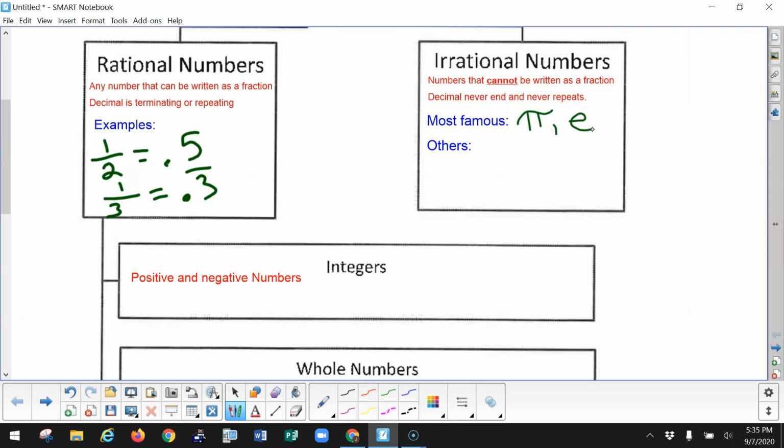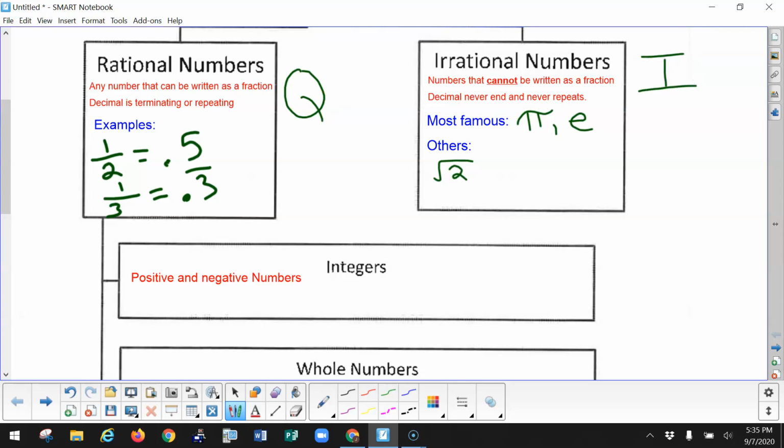Other examples would be like the square root of 2. Anytime you try to take the square root of a non-perfect square, it's going to give you an irrational number, a number that just goes on forever and ever. Okay, so for our rational numbers and our irrational numbers, again, we have letters or abbreviations we use for those. For a rational number, if you're going to categorize it, you use a Q. And for an irrational number, you use a capital I.